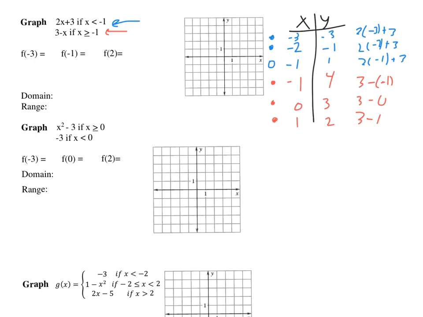So now I'm going to draw these. So we have -1, 1 is an open dot. -2, -1 is a closed dot. And then -3, -3 is a closed dot as well. And then for my red graph, I have -1, 4 right there, 0, 3, and then 1, 2.